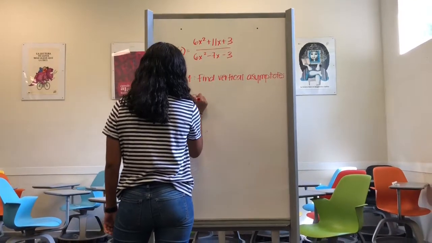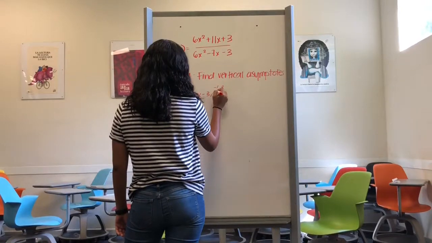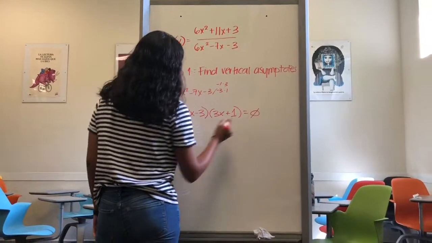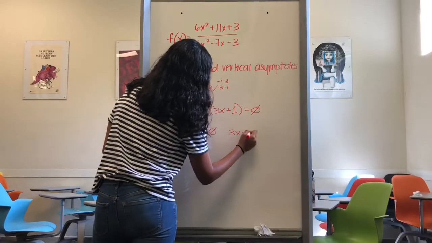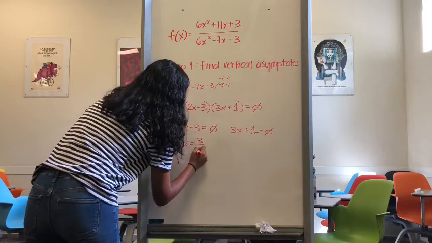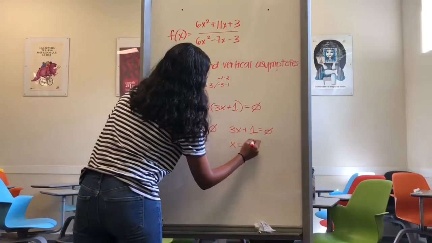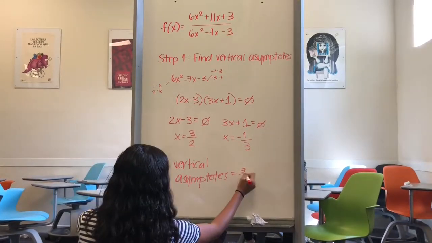To find the vertical asymptotes, we will have to set the denominator equal to 0 and solve for x. 6x squared minus 7x minus 3 will be factorized into (2x minus 3) times (3x plus 1). Then we set both equal to 0 and solve for x. The vertical asymptotes will be 3/2 and negative 1/3.